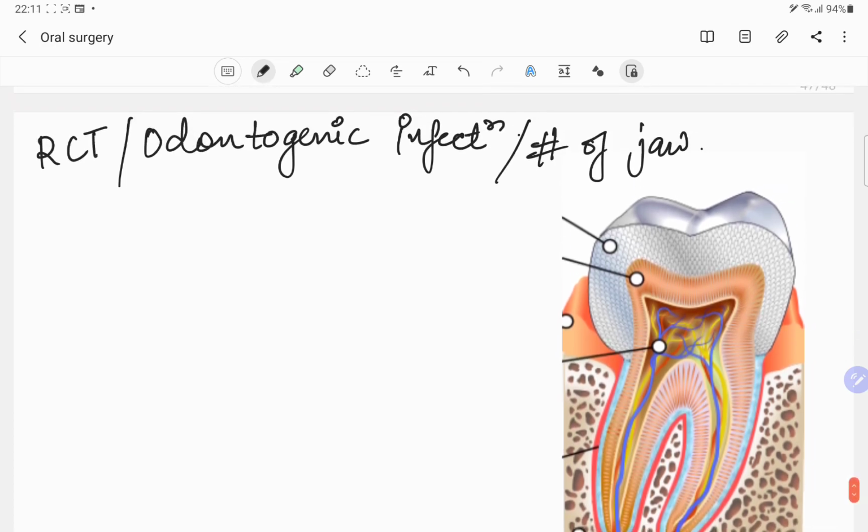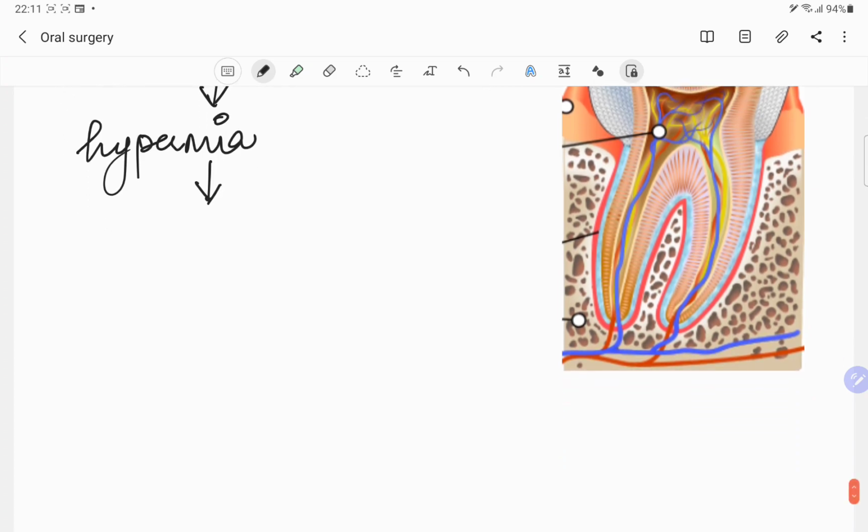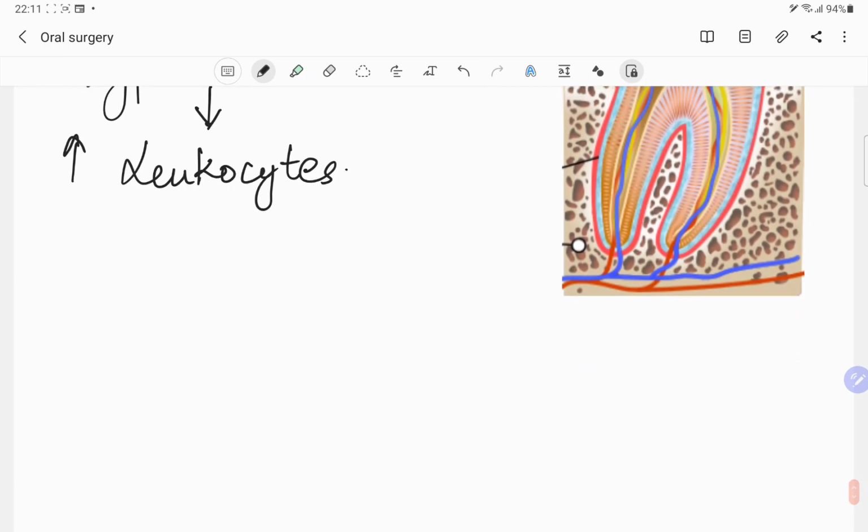Then what happens when there is an infection? We see that the inflammation process starts, and because of this inflammatory reaction, there is an increase in the blood flow to the affected area. So we see hyperemia. Hyper means increased, emia means blood flow. Whenever there is inflammation, the inflammatory cells come to the site to fight the infection. So there is an increase in the leukocytes in order to kill the bacteria and fight the infection. This is a normal inflammatory process.